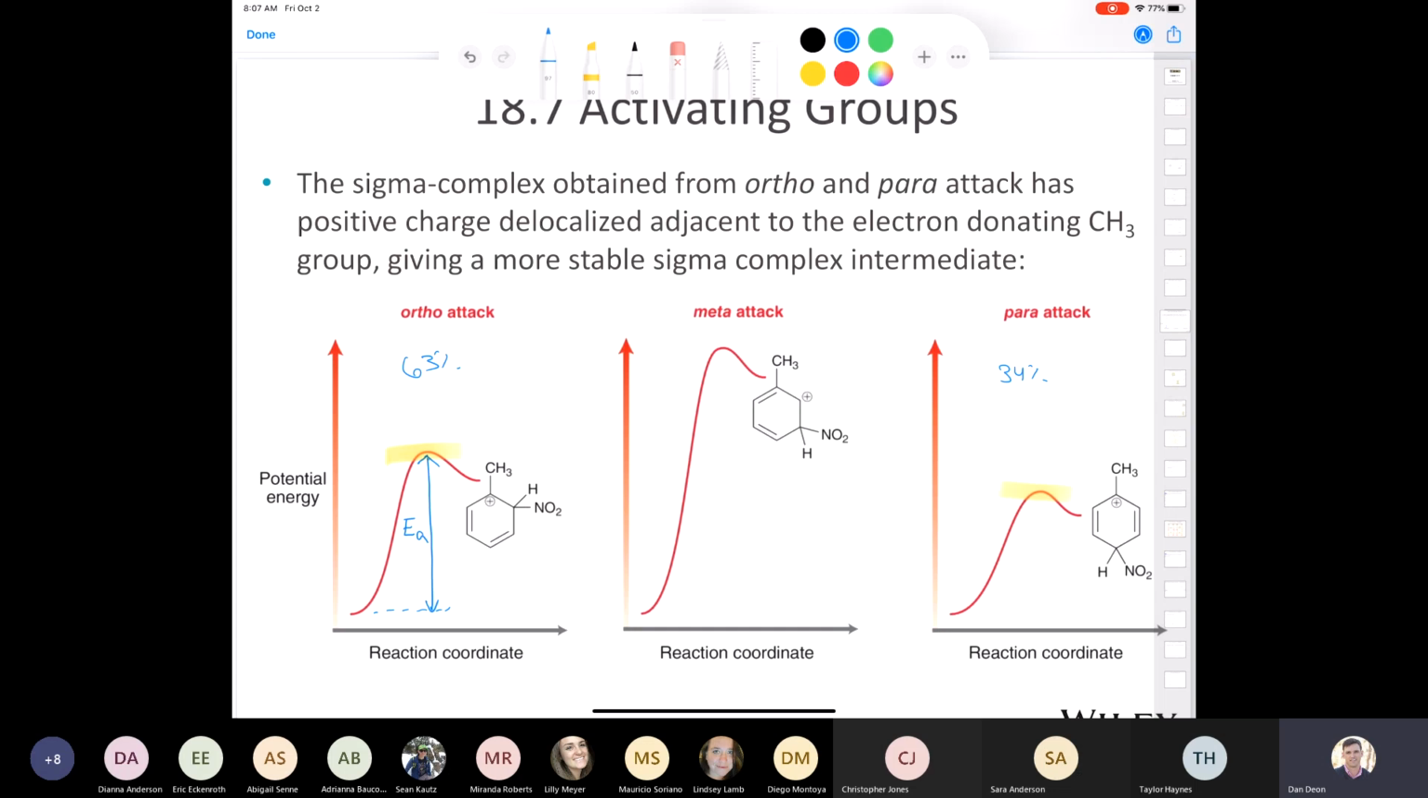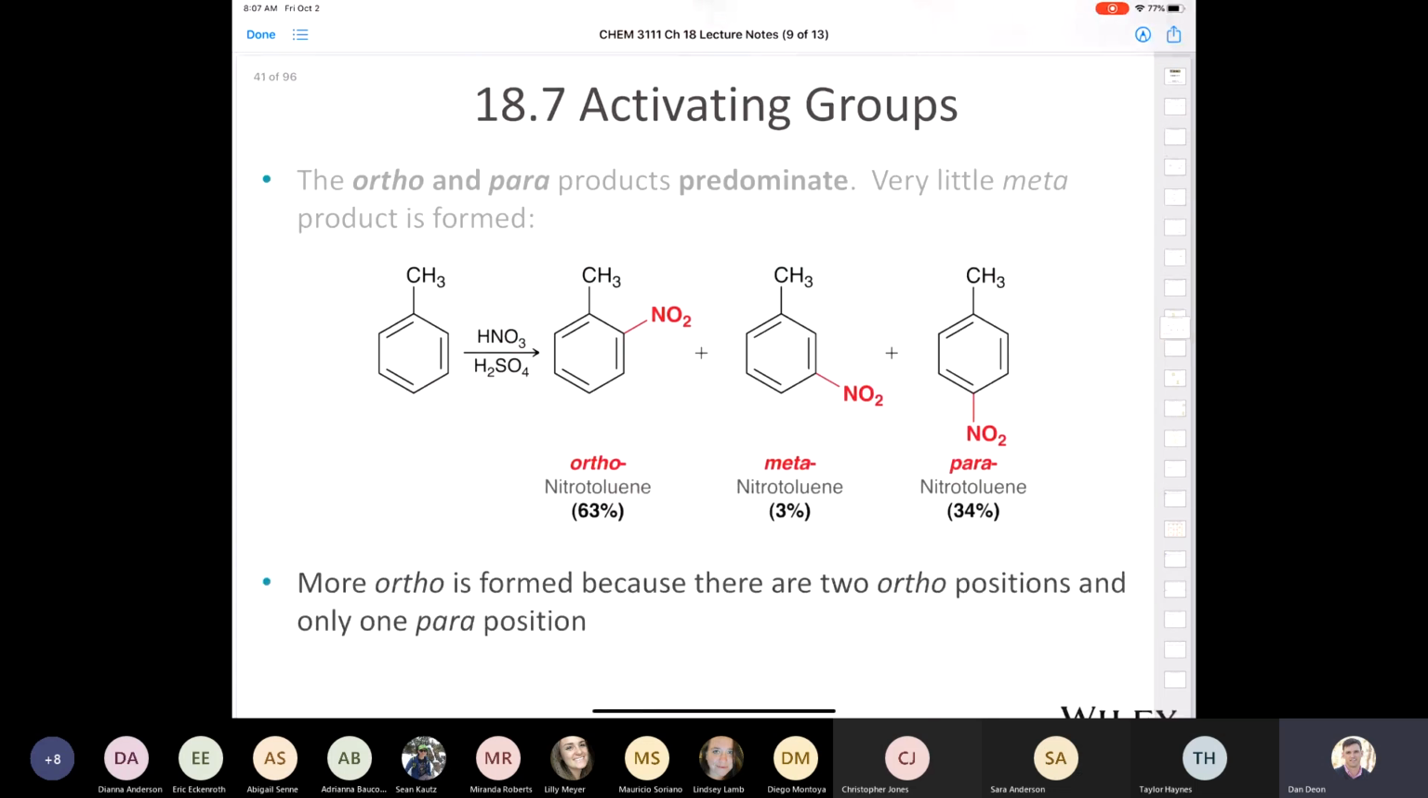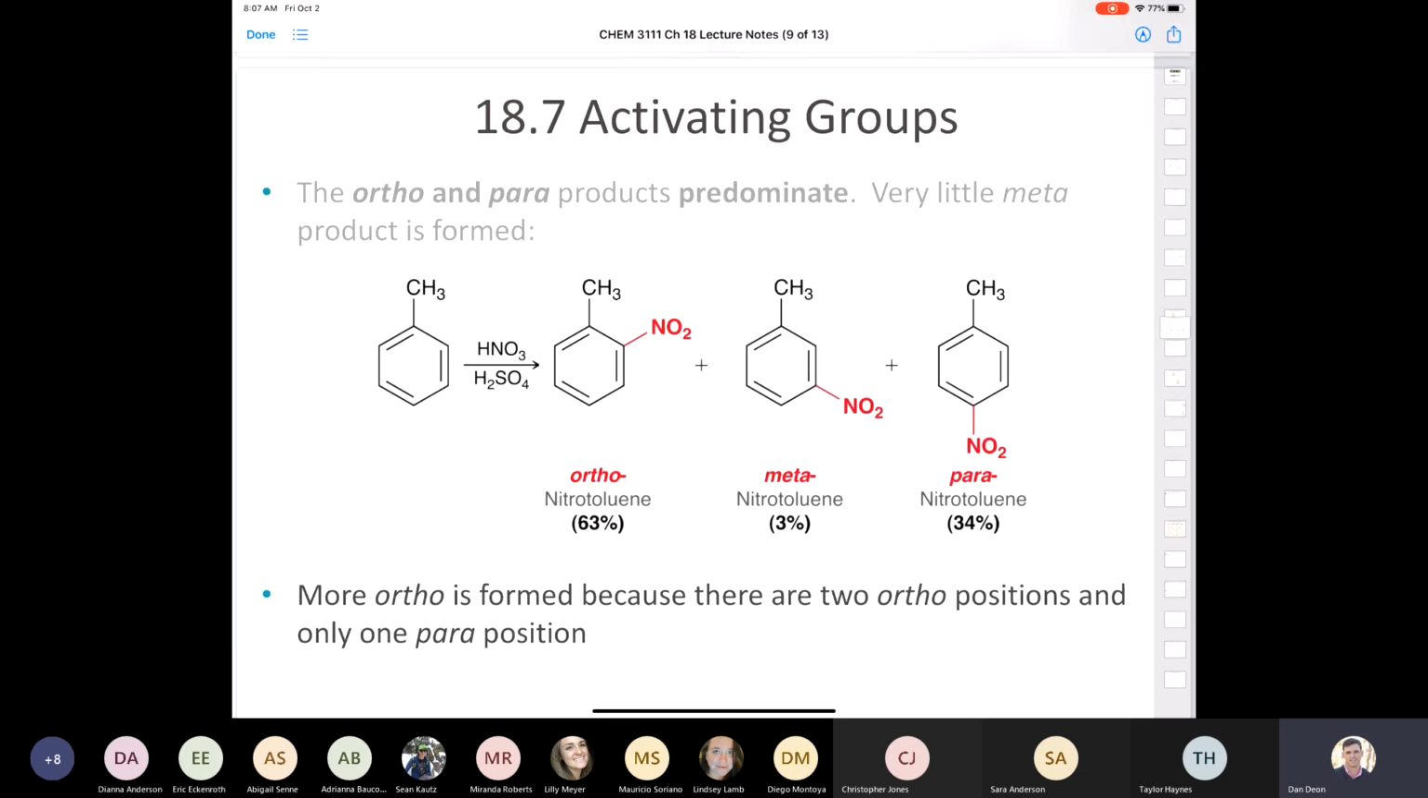And then you see here with the meta attack, because we don't have that stabilized sigma complex, the energy of activation is much, much higher, right? Very high energy of activation here, okay? Anyhow, that's the rationale, and you should be aware of that moving forward in this chapter. So it says here, more ortho is going to be formed because there are two ortho positions and only one para position. I mentioned that on the previous slide. We've got two ortho positions, but only one para position. So it just boils down to statistics, really, probability.